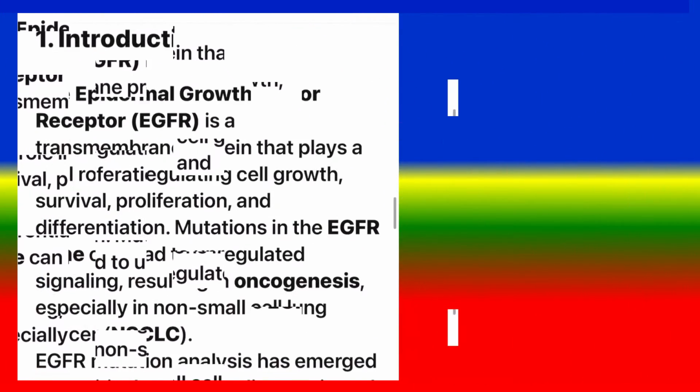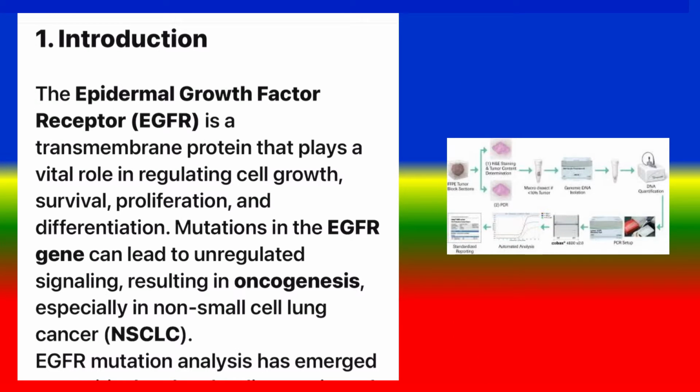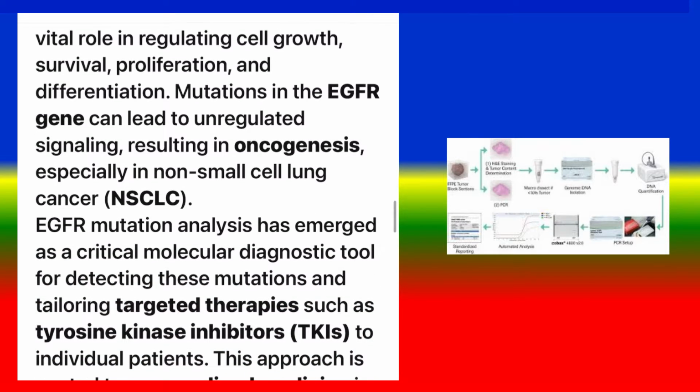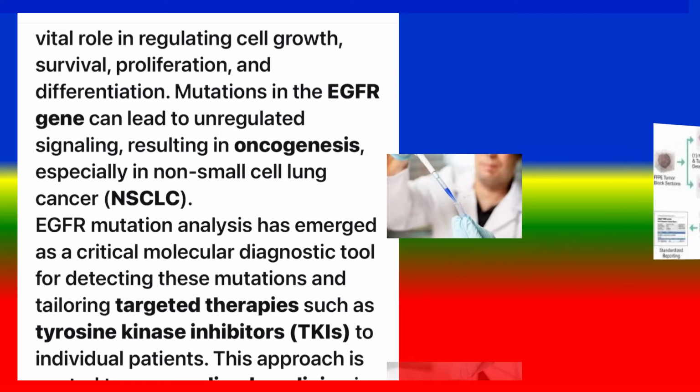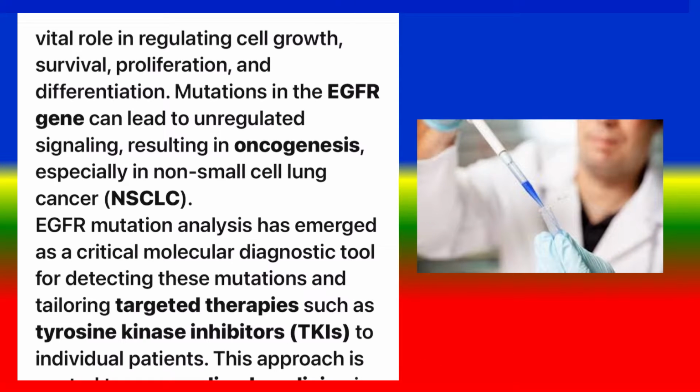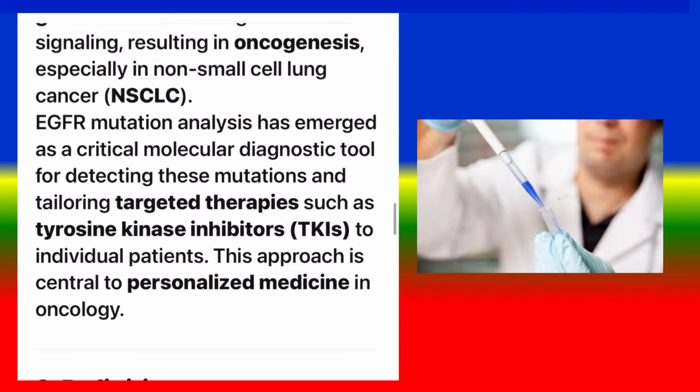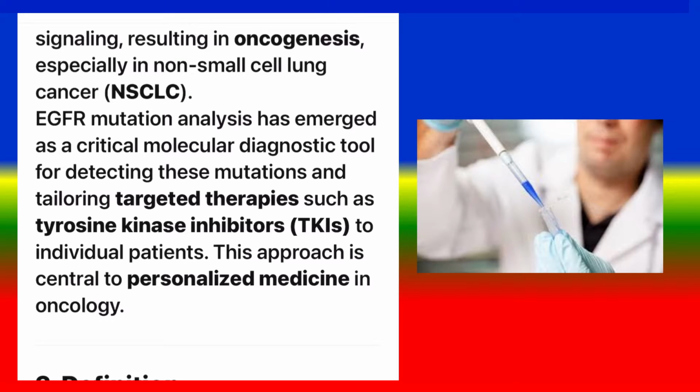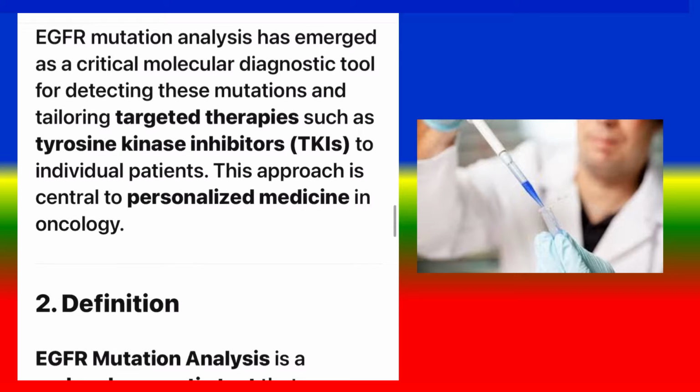1. Introduction. The epidermal growth factor receptor, EGFR, is a transmembrane protein that plays a vital role in regulating cell growth, survival, proliferation, and differentiation. Mutations in the EGFR gene can lead to unregulated signaling, resulting in oncogenesis, especially in non-small cell lung cancer, NSCLC. EGFR mutation analysis has emerged as a critical molecular diagnostic tool for detecting these mutations and tailoring targeted therapies, such as tyrosine kinase inhibitors, TKIs, to individual patients. This approach is central to personalized medicine in oncology.